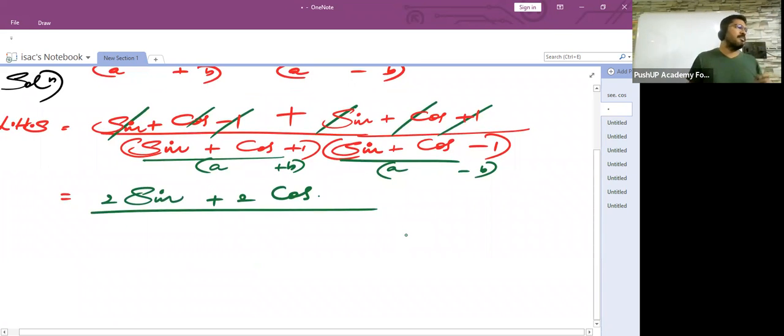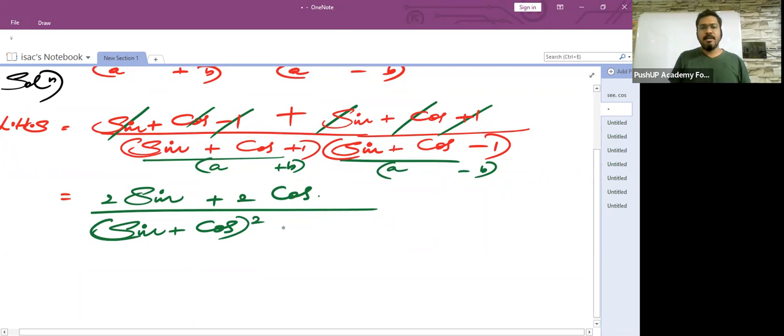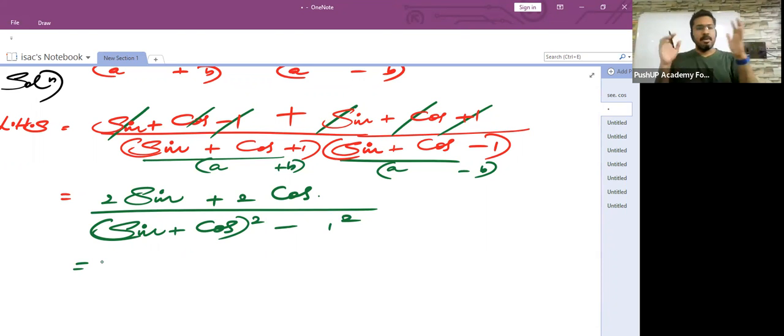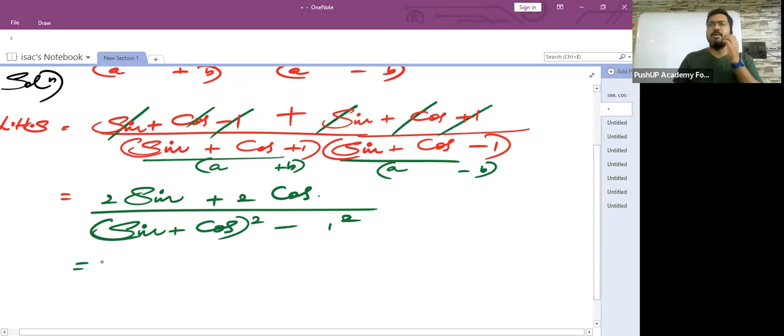A square minus b square. So let's write that in this form: (sine plus cos) the whole square minus 1 square. When I was just walking, I just saw everybody doing this. You are multiplying sine, cos, 1 within both the brackets. So it becomes a very huge expression, children, isn't it? So better you avoid doing that. Directly you apply a square minus b square form. You see what is going to happen.